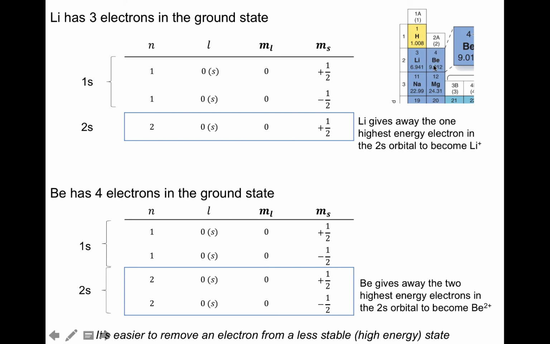Beryllium, let's go to the next element, we know likes to give away 2 electrons to form Be2+ when it participates in ionic bonding. And so if we look at the electron distribution, 2 of the electrons are in the 1s orbital, 2 of the electrons are in the 2s subshell. And the 2s subshell is higher energy. And so if it gives away these 2 electrons, it's going to be in a state of lower energy. So that is why beryllium prefers to give away 2 electrons.